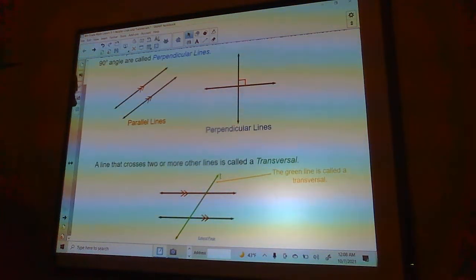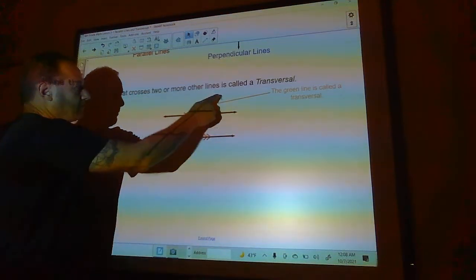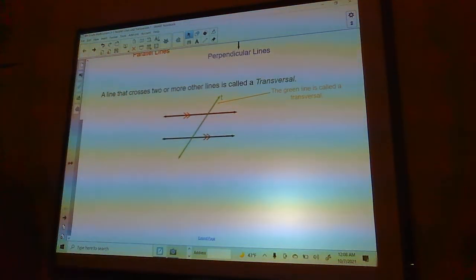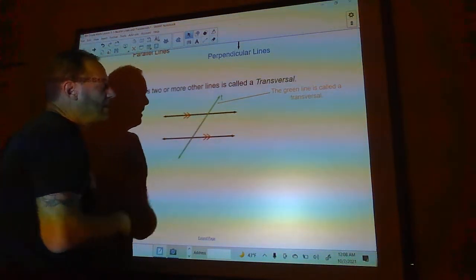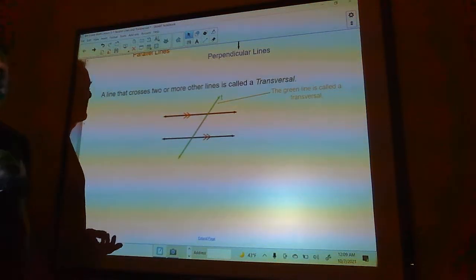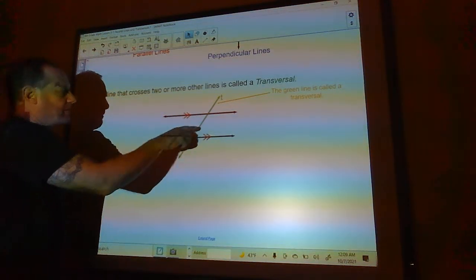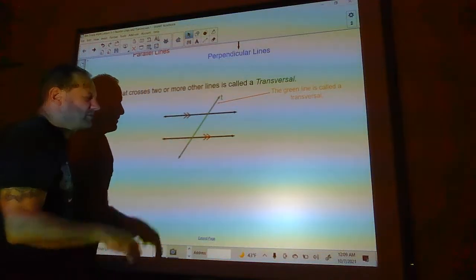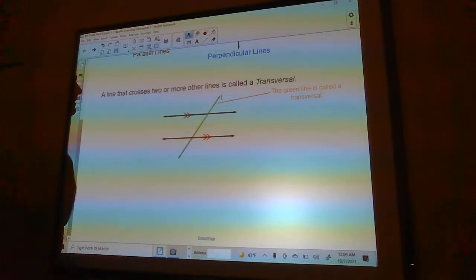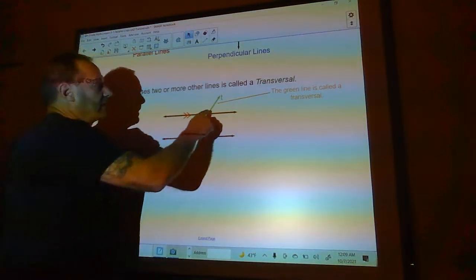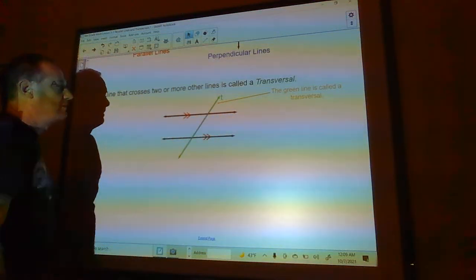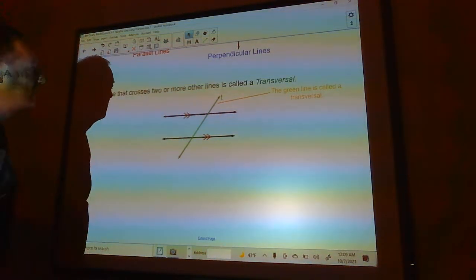If I have a line, like this green one, that crosses two or more other lines, that line is called a transversal. Now, the two lines don't have to be parallel, but that's when things get interesting. If these two lines were not parallel, it would still be a transversal, but there wouldn't really be much interesting going on there. Okay, so this green line is called a transversal right here, and we've got it labeled T.